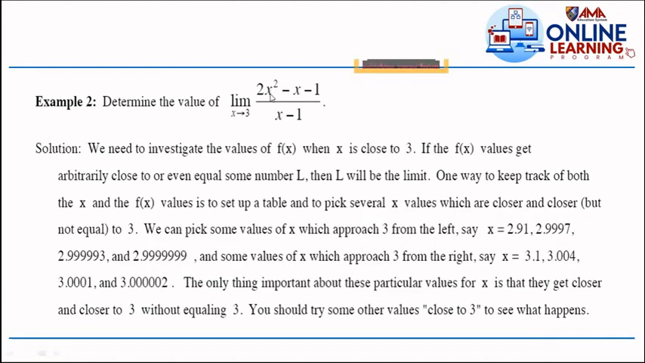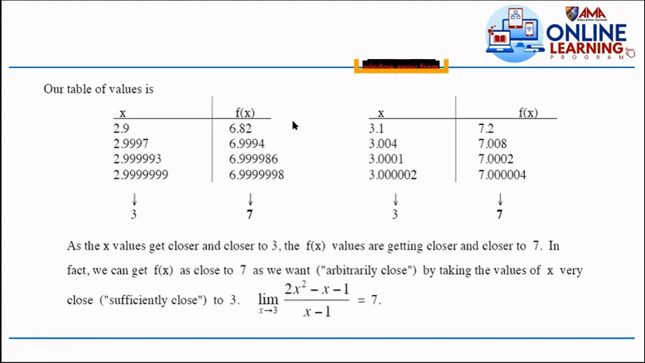Okay? Next, 2.997. Ganun din po. We have 2.997 squared multiplied by 2 minus 2.997 minus 1 divided by 2.997 minus 1. Okay? So we're going to solve that one. Your answer is 6.994. So the same procedure hanggang 2.999999, your limit is equal to 6.99999998. So using your table method, as x approaches to 3, your limit or the function of x is also approaching to 7.